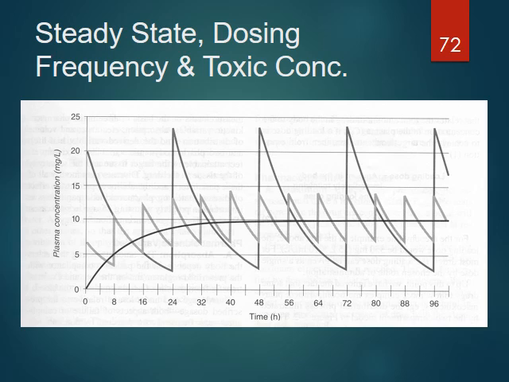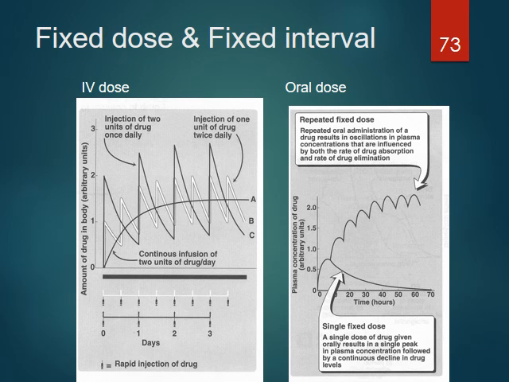So now we'll talk a little bit more about steady states, dosing frequency, and also achieving toxic concentration. So we'll come back to this graph in just a second. So if I were to administer a medication, again, we're looking at fixed dosing versus fixed interval administrations of a drug. So looking at, for instance, this left graph here, again, we have our concentration of the drug on the y-axis here. We have time.